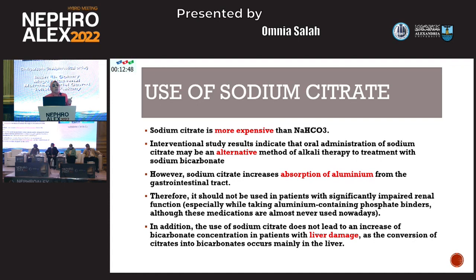Sodium citrate is an alternative to sodium bicarb. It's more expensive. It has a side effect that it might increase aluminium absorption from the GIT, and of course, never to use it if we are going to use aluminium phosphate binders. Also, if the patient has liver damage, do not use it because it relies on the liver to convert citrate to bicarb.